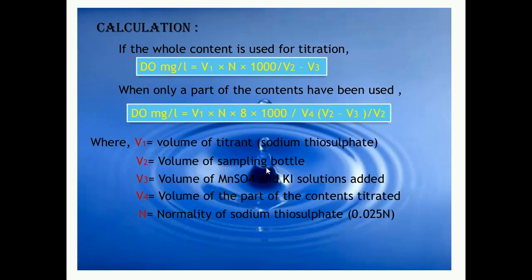N is the normality of sodium thiosulfate, which is 0.025 normal. Next, when only a part of the contents has been used, DO in mg per liter is V1 times N times 8 times 1000 divided by V4 times V2 minus V3 divided by V2. Here V4 is the volume of the part of contents titrated.